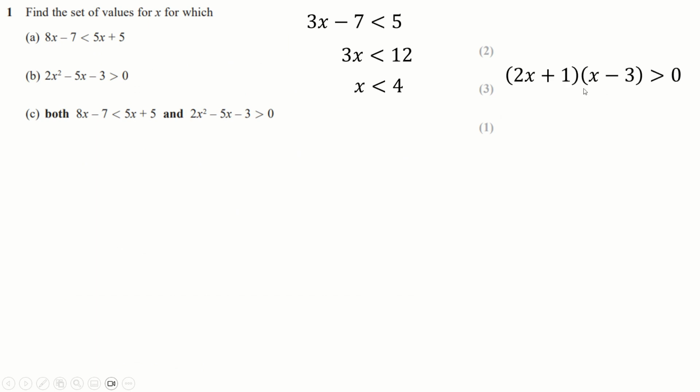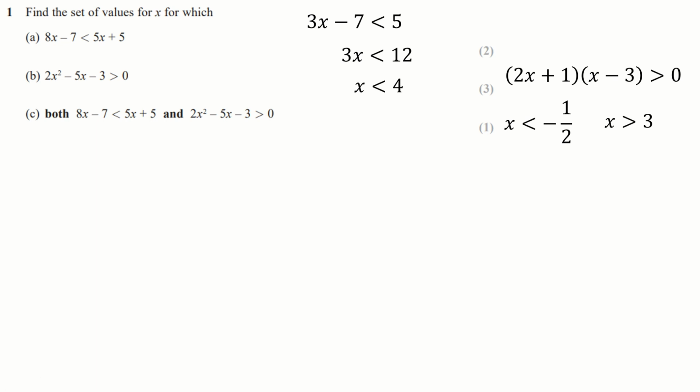And now we're looking for, obviously, critical values of -1/2 and 3, and we're going to be bigger than 0. If you need to be bigger, that means you need to be either side of the two critical values, so it's the left of the smaller one and right of the big one. So we need to be less than -1/2 or greater than 3. There's lots of ways to justify that.